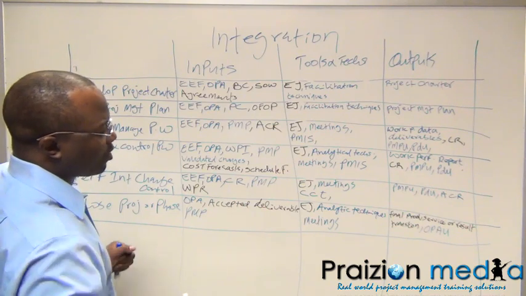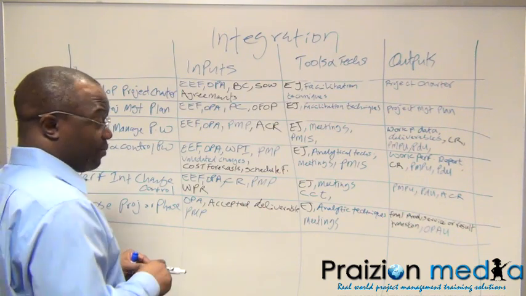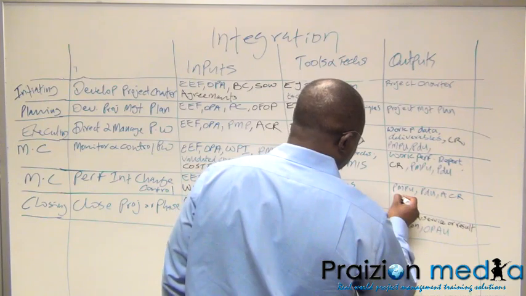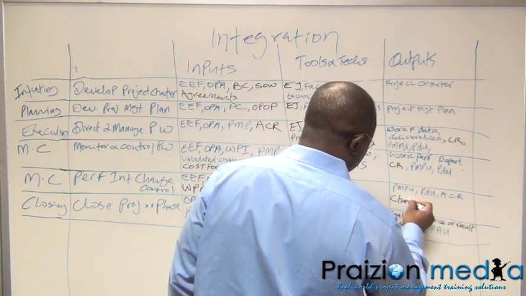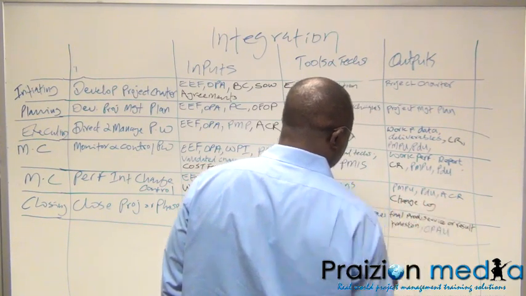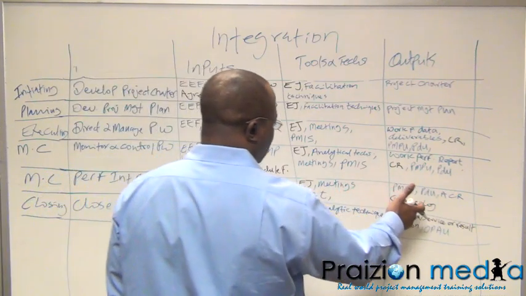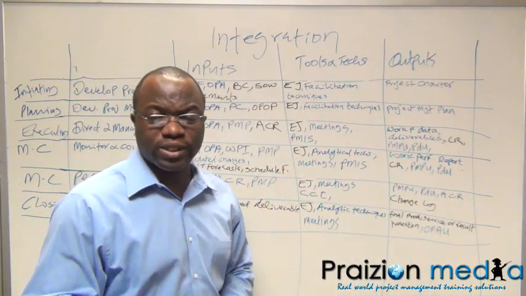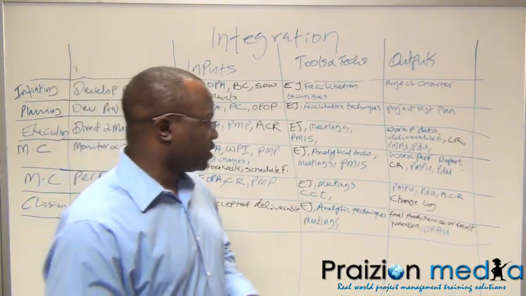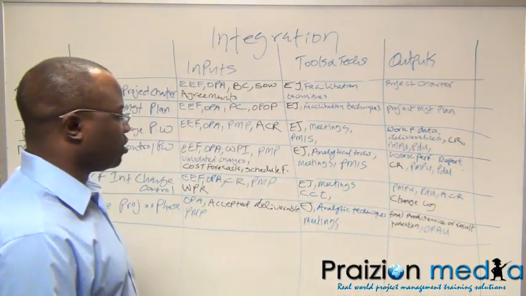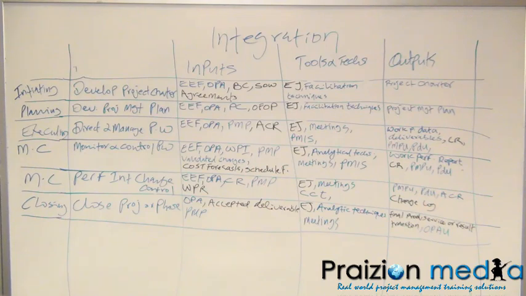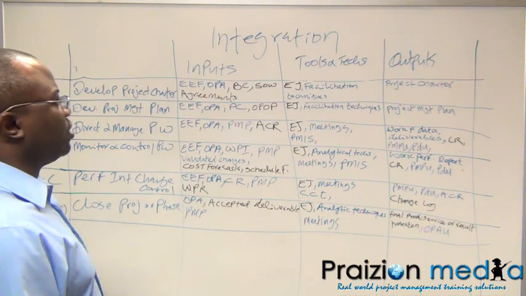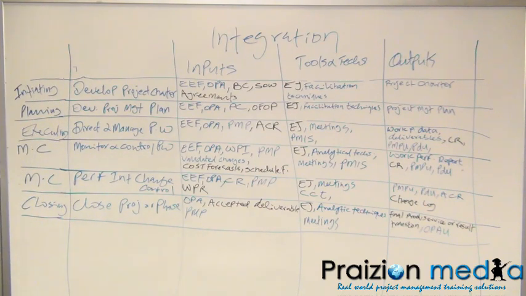Now, I think one last thing I should add, I better add it, is the change log. And the change log is a log of change requests and their status. Approved, rejected, on hold, whatever the status is, it should be in the change log. Because that change log is also going to be used in other processes. So that is really the big picture of what exactly happens in integration management.